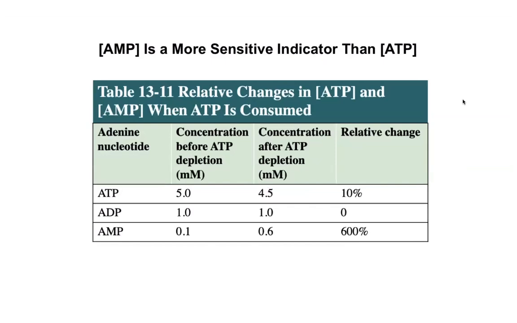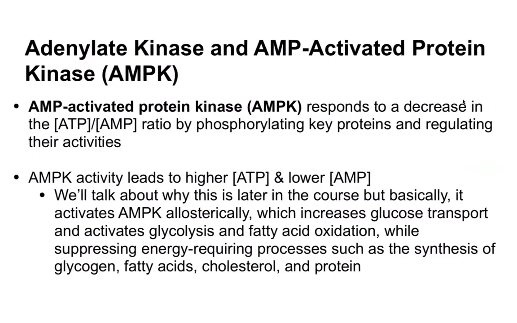So we can see that if our AMP goes up compared to our ATP, we're going to want to make more ATP. But if we go the other direction, we're going to want to make less ATP. There's a protein called AMP-activated protein kinase, AMPK, that we'll talk more about. Basically, it responds to a decrease in the ATP to AMP ratio by phosphorylating key proteins and regulating their activities. The end result of this is a higher concentration of ATP and a lower concentration of AMP.